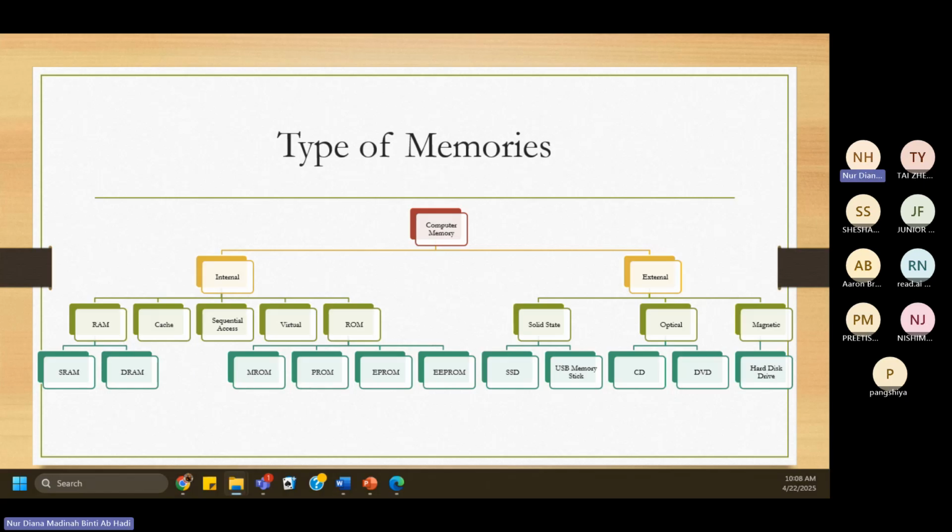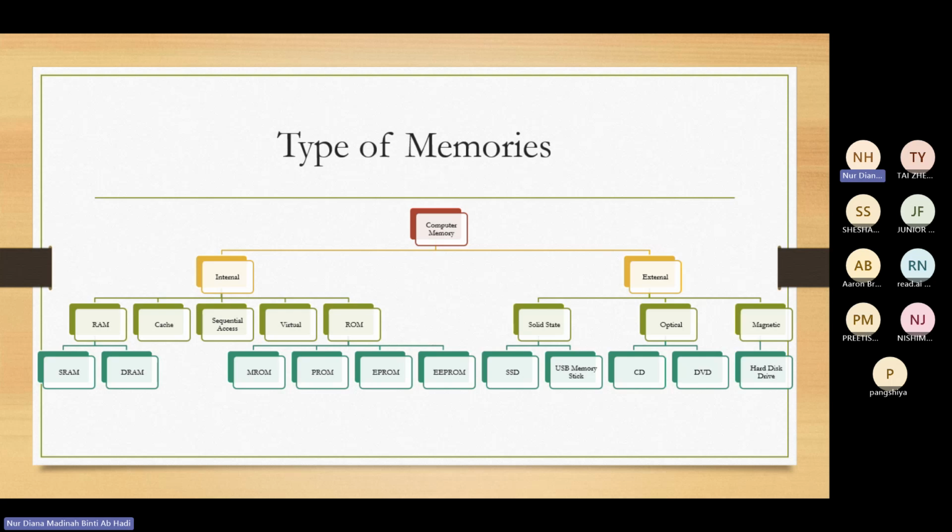Inside ALU, we have storage known as memories, right? These memories can be divided into two parts, which is internal and external. SCSG already did their research saying that we have internal and external, primary and secondary. This would be considered as secondary plus tertiary. Internal we have RAM, cache, sequential access, virtual, and ROM.